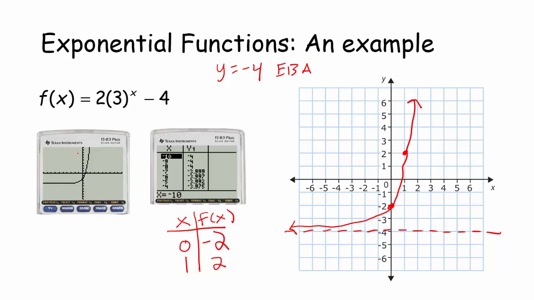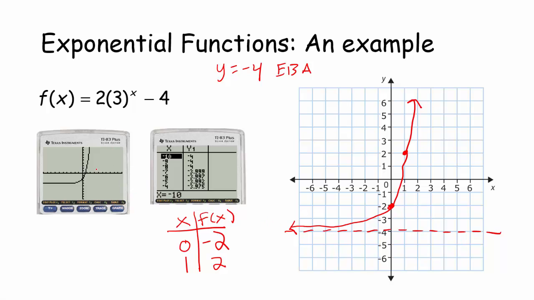Then I took my calculator and entered 2 times 3 to the x minus 4. I entered this exponential growth function into y1, and there's the graph. So notice the calculator does not dash in the end behavior asymptote, which you should be doing. You should always dash in any asymptotes that the function has.